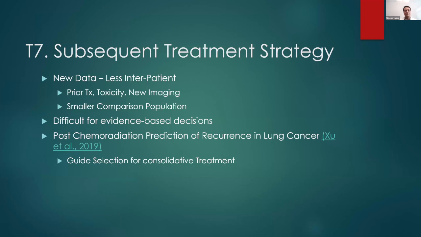And also, we can use radiology to predict the recurrence of lung cancer. If we looked at the lung cancer and thought it's going to come back, you would do something called consolidative treatment, where you continue to treat the patient for cancer to increase the chances of remission.